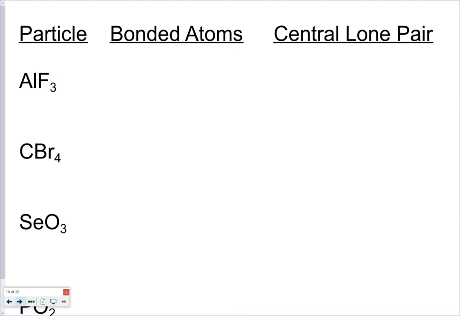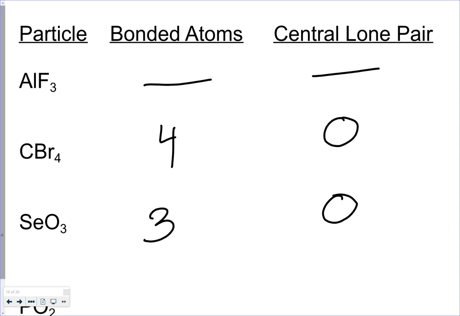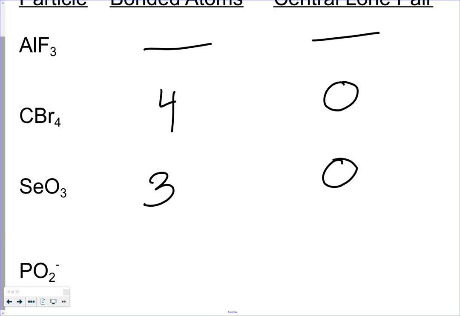So let's talk about the bonded atoms. Here, this is ionic, so this would have a dash and a dash. Carbon here would have 4 bonded. It would have 0 lone pairs then. SeO3 we had just done. It is 3 and 0. And then PO2 minus. Let's show this one again. So you have P. P is 5 valence electrons, 6 with the negative. That gives us a grand total of 18.